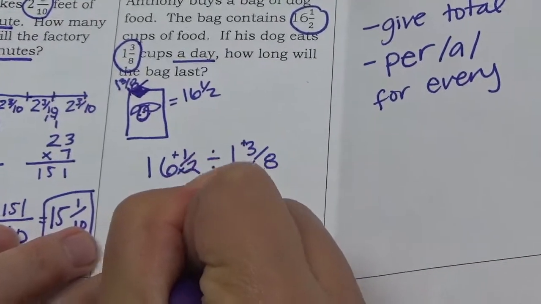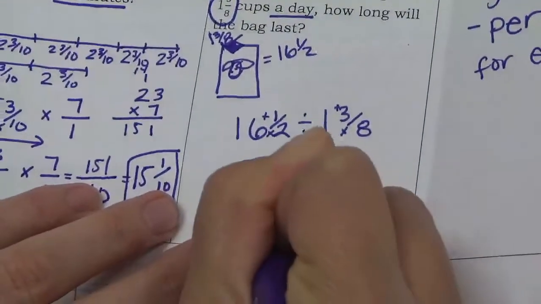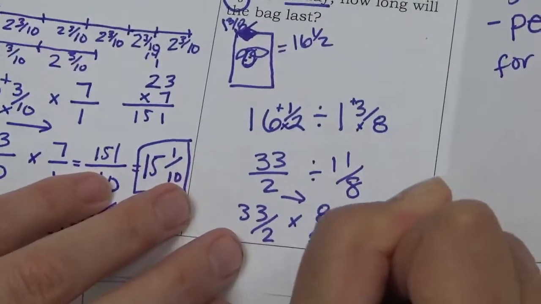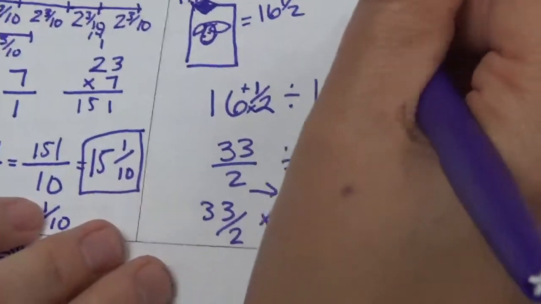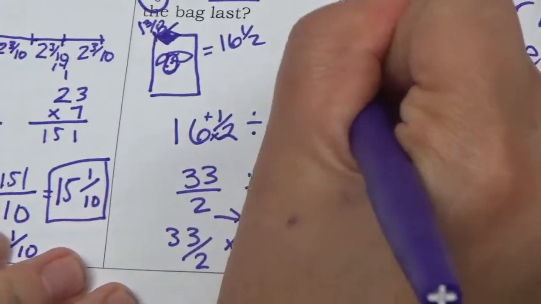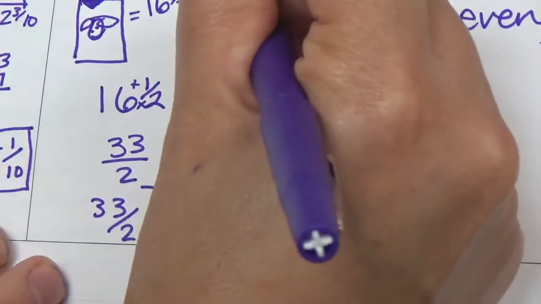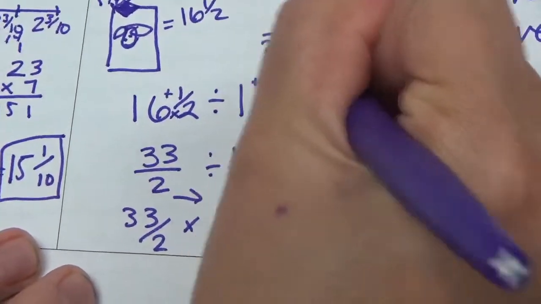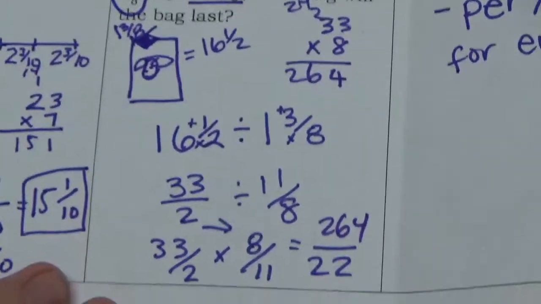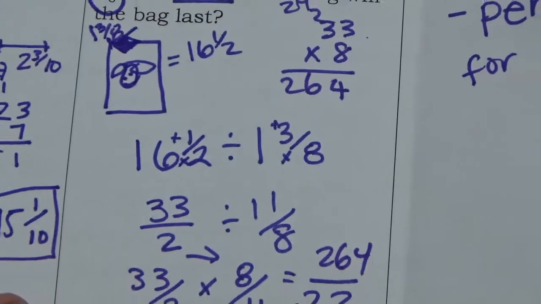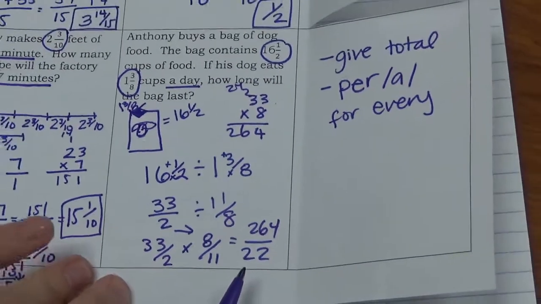Keep, flip, flop, go straight across, and we need to multiply 33 times 8. So 8 times 3 is 24, carry the 2, 24 again, plus 2 more is 26. We have 264 over 22. And you guessed it, you need to simplify this. I'm going to let you do that on your own. We're going to conclude that part of the lesson.